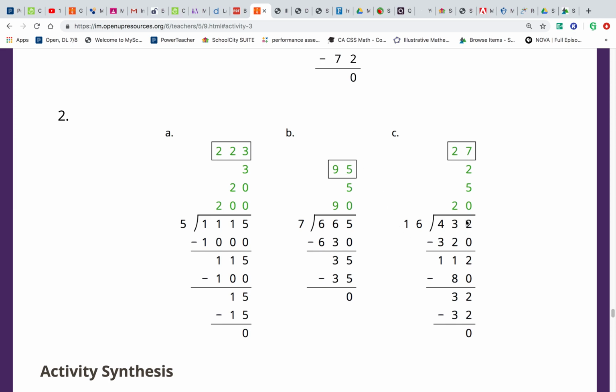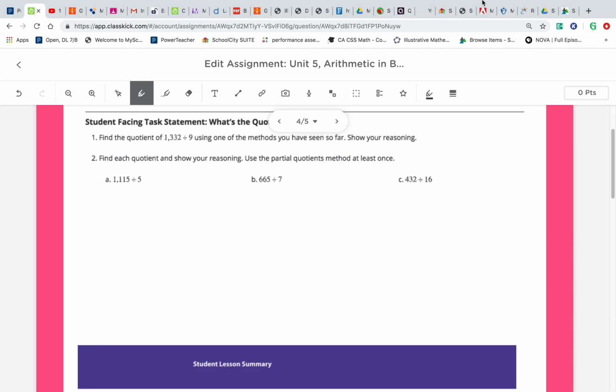And then for letter C, we have 432 divided by 16. So they say, why don't we make it into 20 groups of 16, just because 2 times 16 is 32. So if it's 20, we just add a 0 at the end and make it 320. And then we find the difference of that, it's 112. And they recognize that 16 times 5 is 80, so we can do 5 groups of 16 to get 80. The difference there is 32, right? And then 2 groups of 16 gives us the 32 to have no remainder, and our quotient is 27. All right.